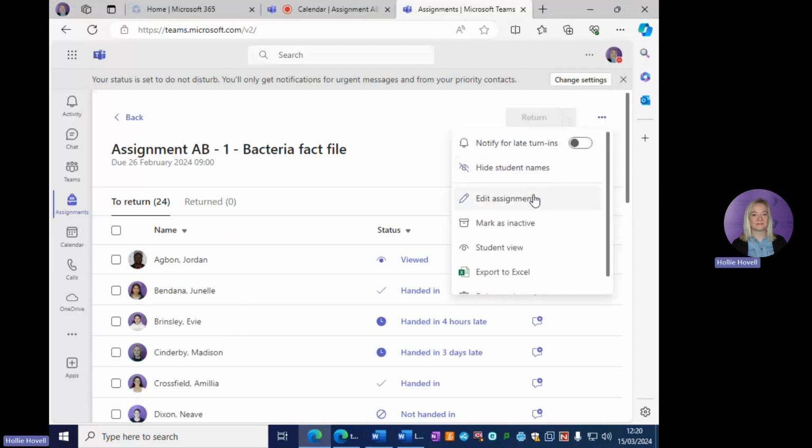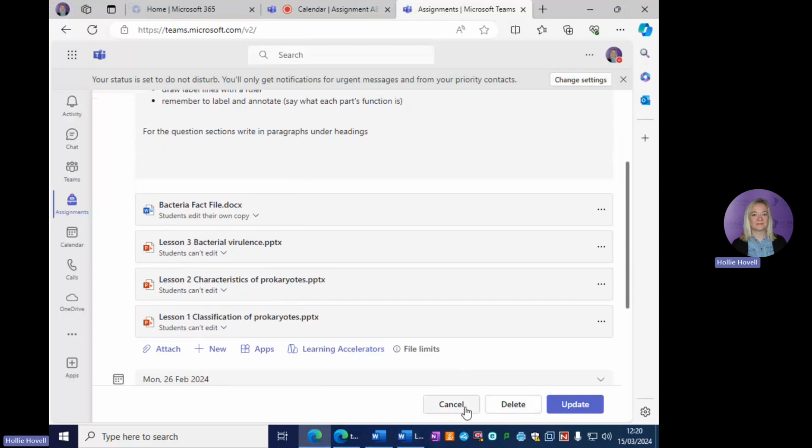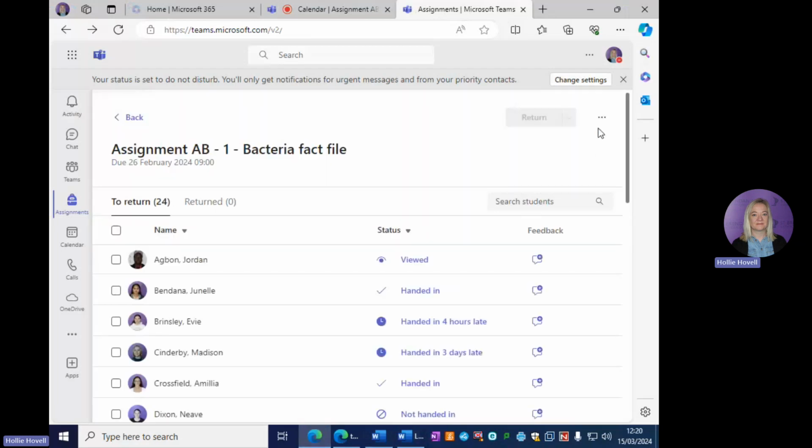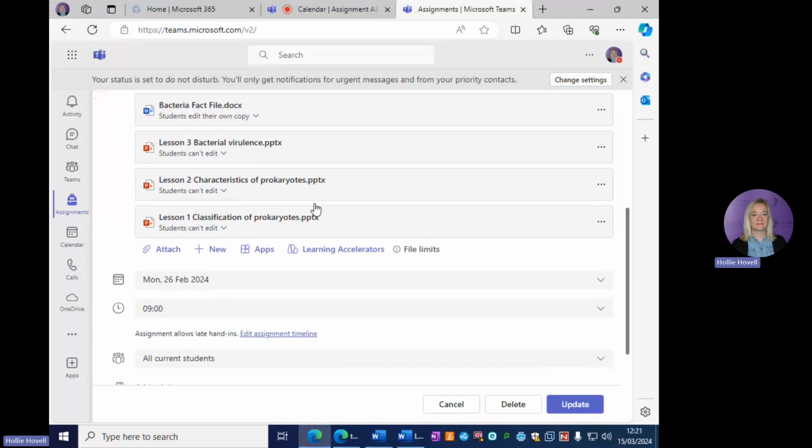So you should have the PowerPoints attached. If you haven't, just let your teacher know, we can change it. Or maybe it was just lower down and I missed it. So attached to this bacteria fact file homework, you will have had these PowerPoints.